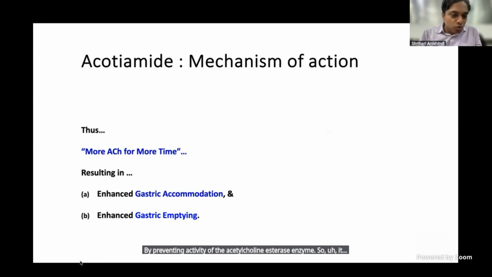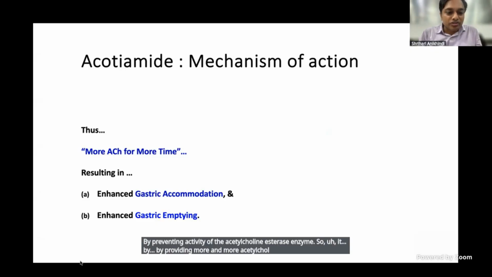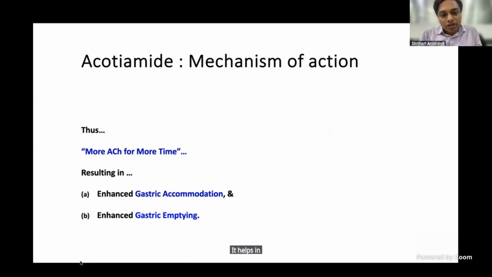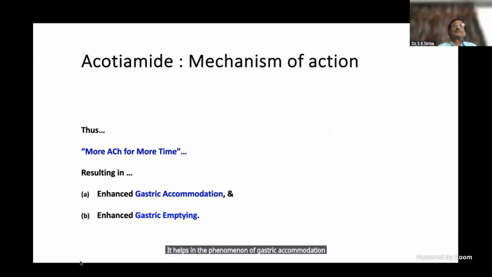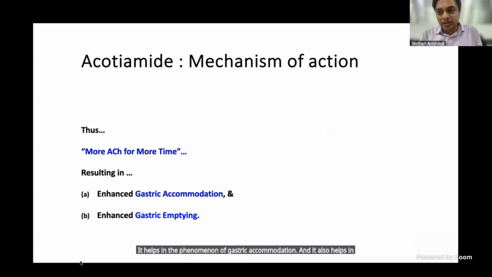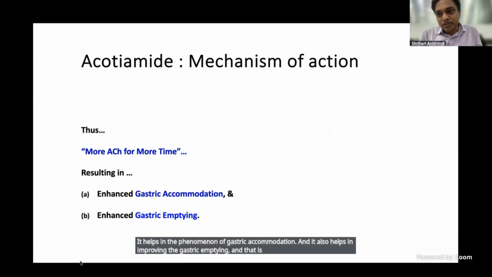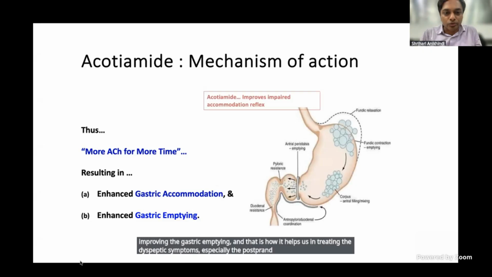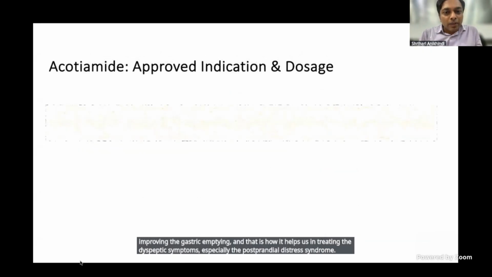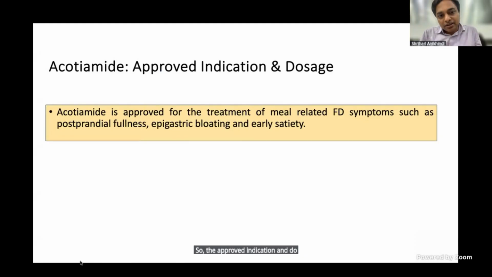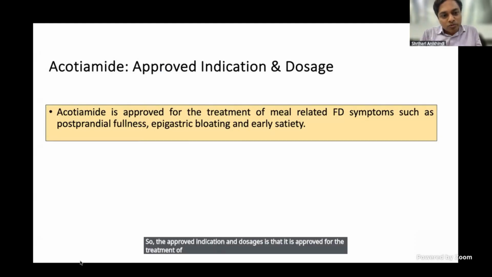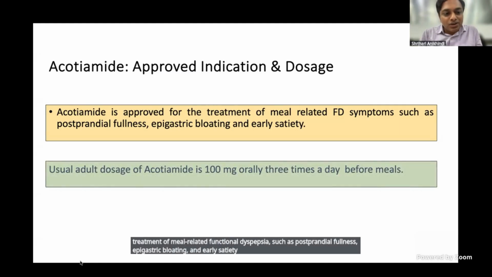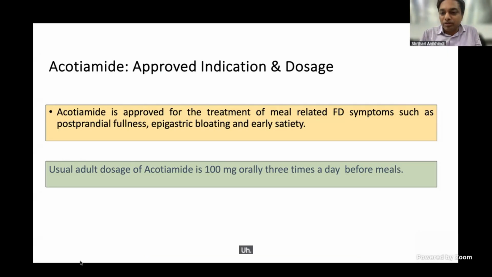So by providing more and more acetylcholine to act on the stomach, it helps in the phenomenon of gastric accommodation, and it also helps in improving the gastric emptying, and that is how it helps us in treating the dyspeptic symptoms, especially the postprandial distress syndrome. So the approved indication and dosage is that it is approved for the treatment of meal-related functional dyspepsia such as postprandial fullness, epigastric bloating, and early satiety. And the adult dosage of acotiamide is 100 milligrams orally 3 times a day, each of them before meals.